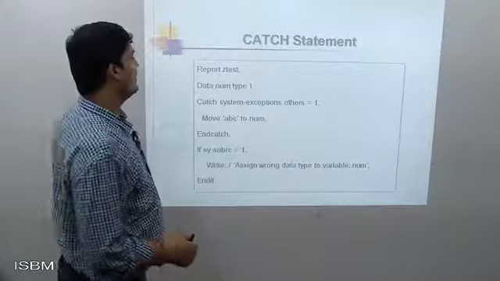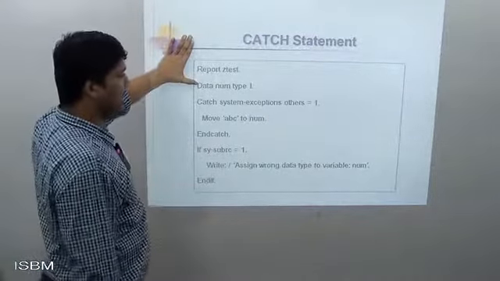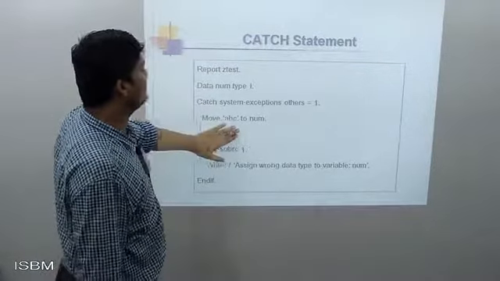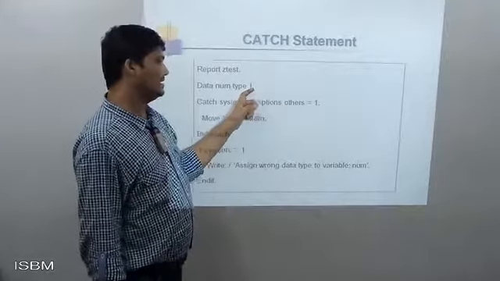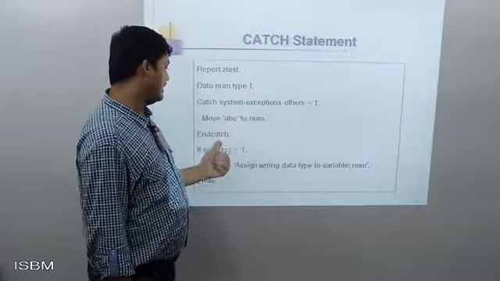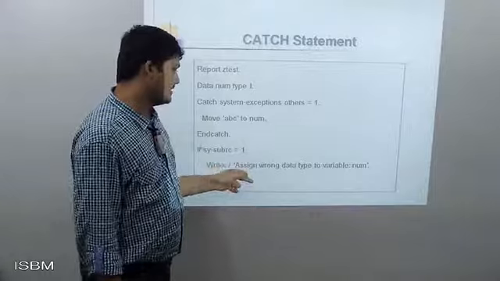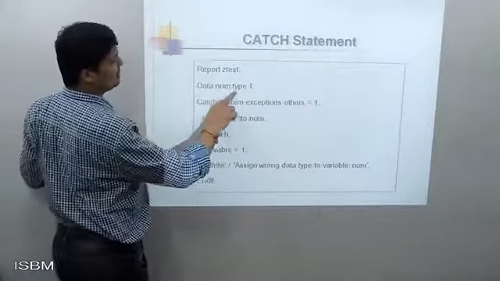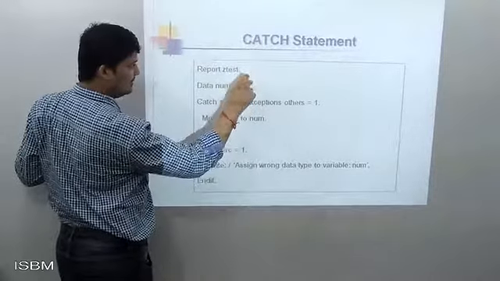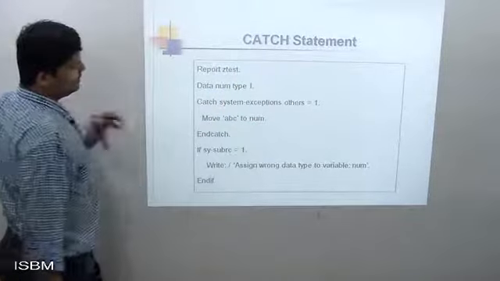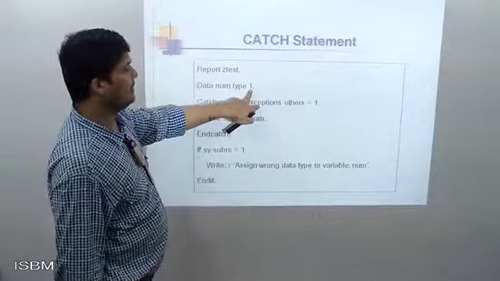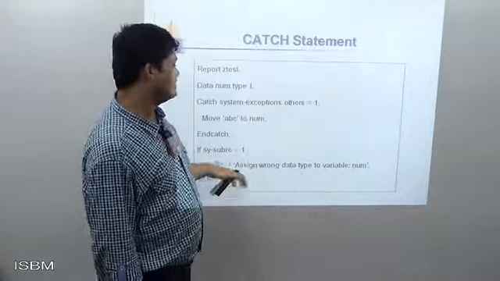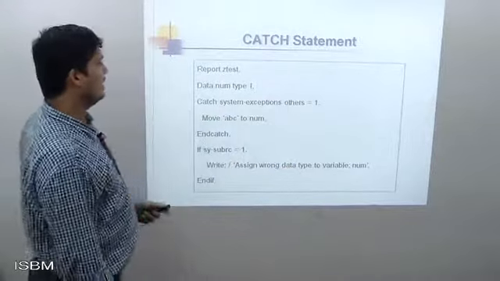Then the catch statement again. DATA num TYPE I, CATCH SYSTEM-EXCEPTIONS others = 1. MOVE ABC TO num. So num is a single character I, again ENDCATCH. sy-subrc, assigning wrong data type to the variable num. You can see num is TYPE I; here it should be character 3, then only it will move, because num of type I takes only one single value. That's why it is not moving and it is showing you the error.